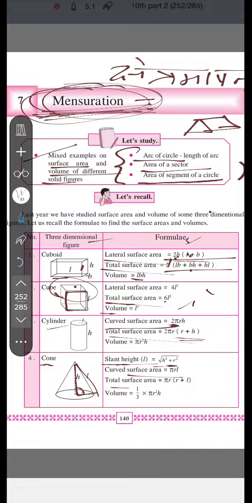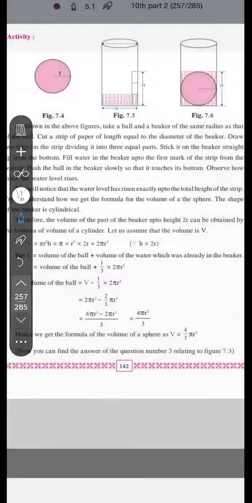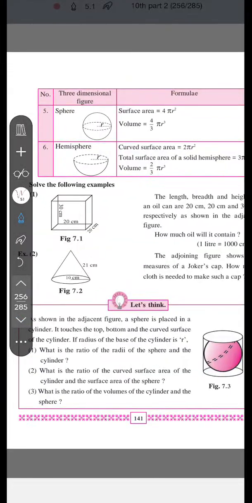Okay. Now total surface area is equal to pi r in a bracket r plus L, and the volume is equal to 1 upon 3 pi r square h. How it comes from this we have already discussed. Okay, chalo. So based on that, here we have to solve multiple questions.